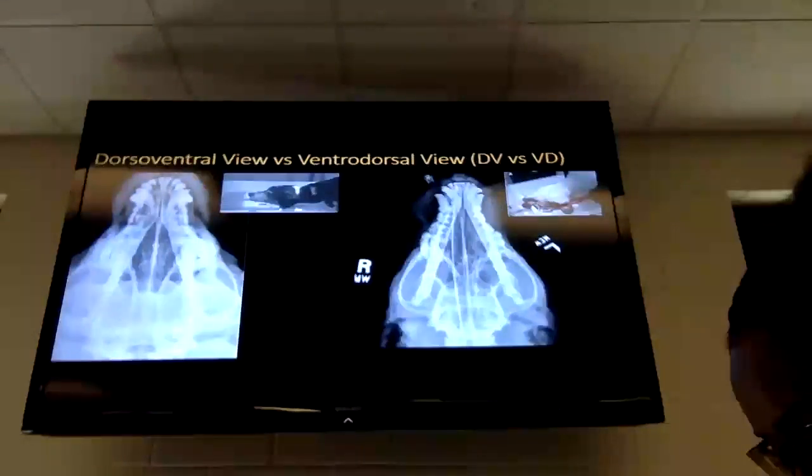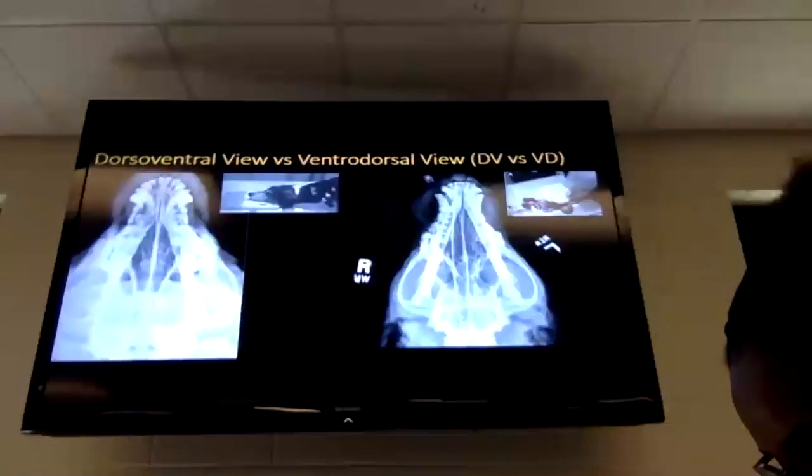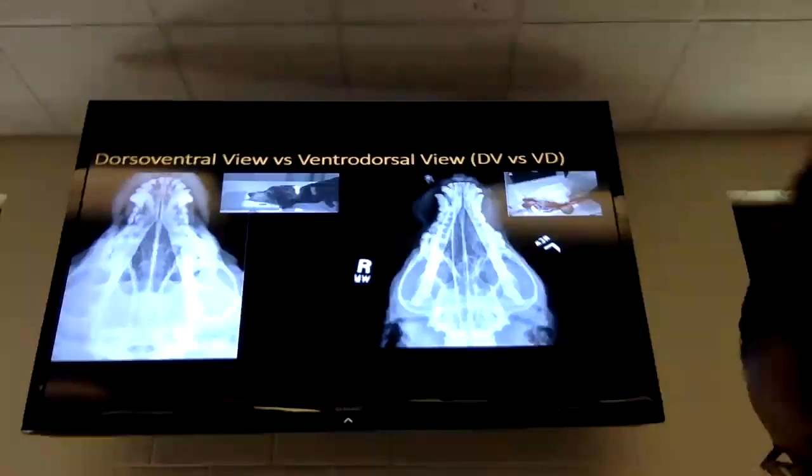DV is preferred. And why is it preferred? Like I said, you get obliquity more often on VD. But it doesn't mean you can get a perfectly straight one. How they are positioned. So DV, you more easily get it straight compared to VD, because it gets more difficult to maintain it in a straight position like that.